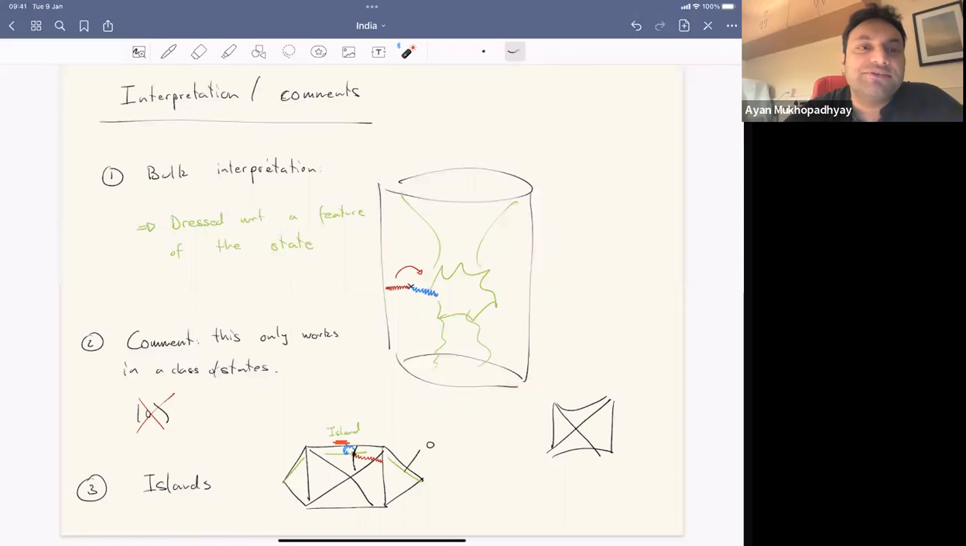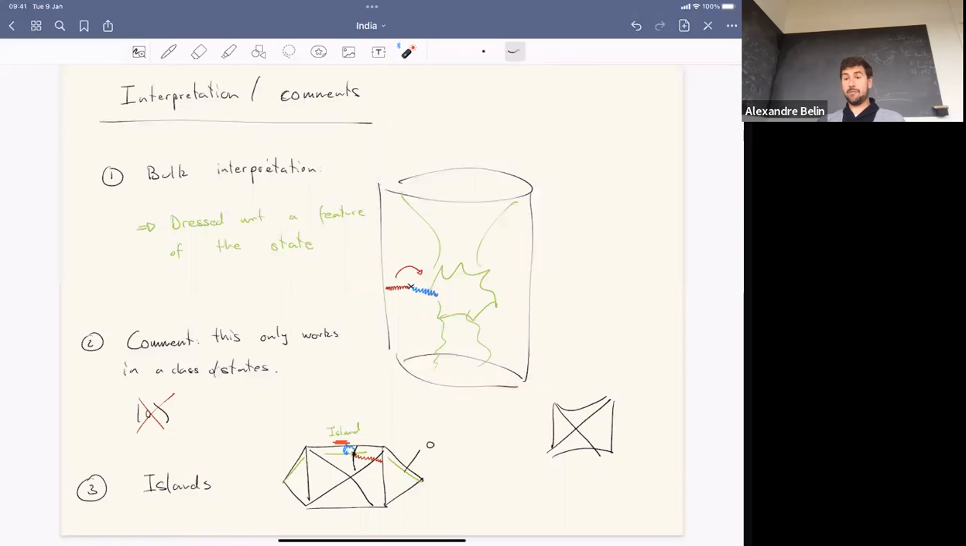I see. Yeah. So you have to have some HKLL to start with. Yeah. You have to feed in the seed thing, right? To start with. Now maybe the seed thing you started with turns out that it's dressed to the boundary. And then we can run our thing to get rid of the dressing.